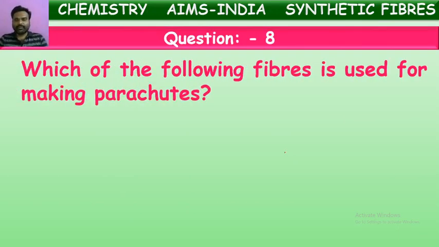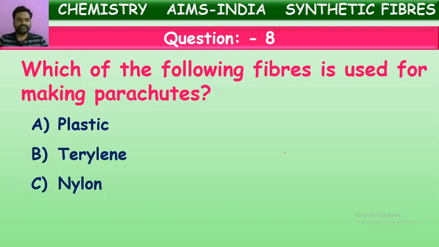Which of the following fibers is used for making parachutes? Just like in the previous questions, we discussed this, so you can answer easily, even without options. Let us see the options: plastic, terylene, nylon, and steel. Which is used for making these ropes or parachutes? The ropes present in parachutes and rock climbing ropes are all made up of one of the synthetic fibers. That is one of the strongest fibers.